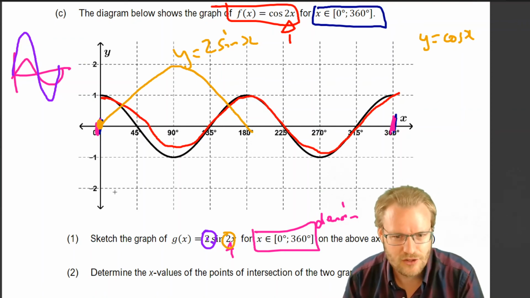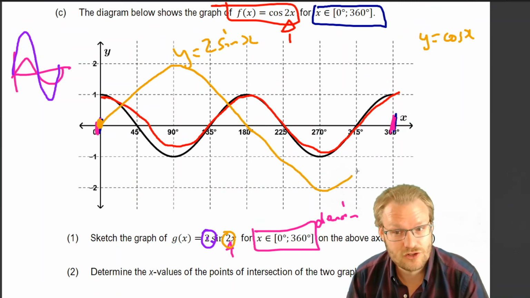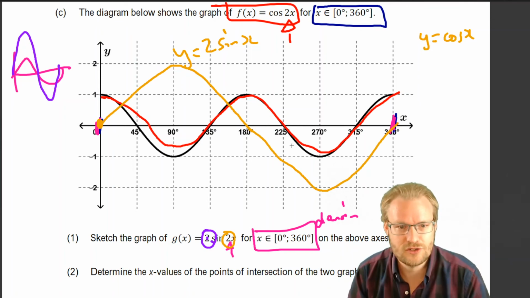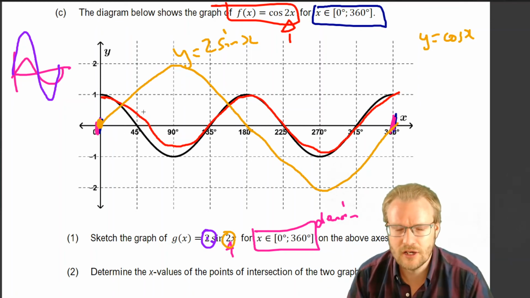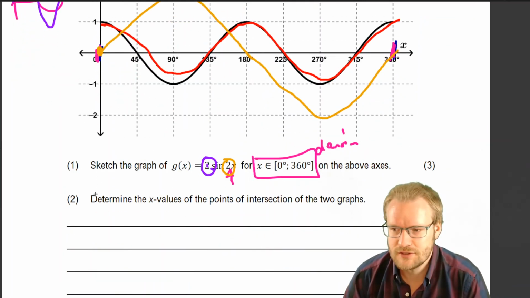Otherwise, we're really just doing the whole thing. So note that this is not the answer. This is y equals 2 sine x. But I'm just drawing it there for reference. And you're going to squish it in twice. That does seem right. Determine the x values of the points of intersection of the 2 graphs.